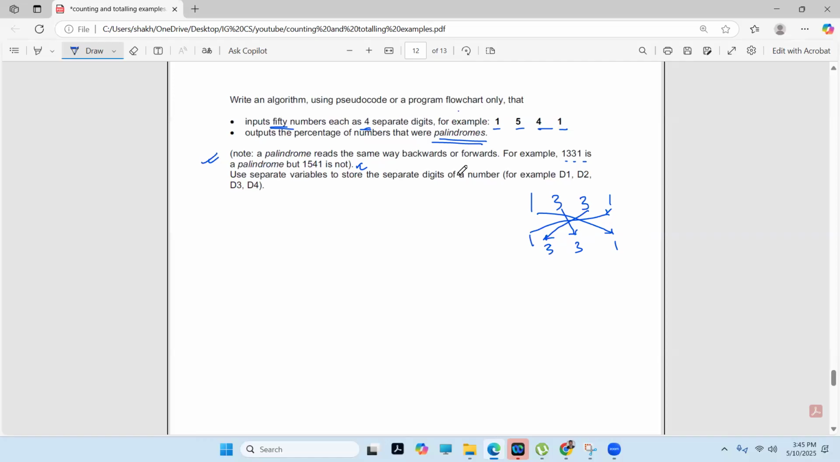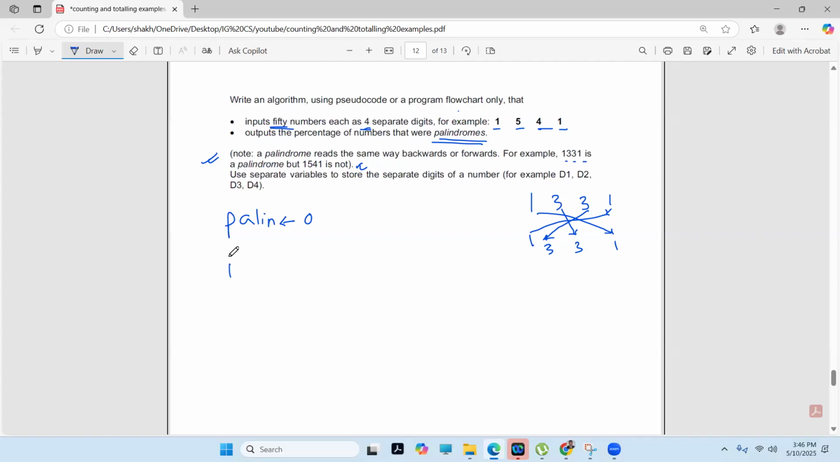So our first job is to prove that the number is a palindrome. If it is a palindrome, then the number of palindromes will increase by 1. So we'll calculate throughout the loop how many palindromes we have, and then outside the loop we will find the percentage of the numbers which are palindromes and print out the result, right? We don't need to print how many are palindromes. We need to print the percentage of numbers out of 50 that are palindromes. I hope it's clear to you. So let's start. At the beginning, the number of palindromes is 0.